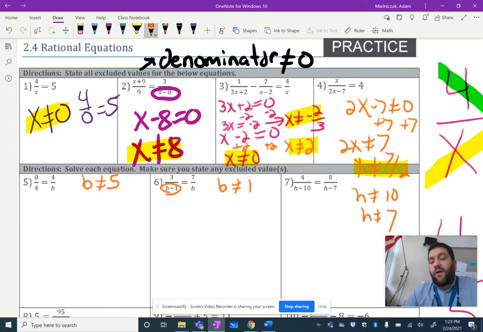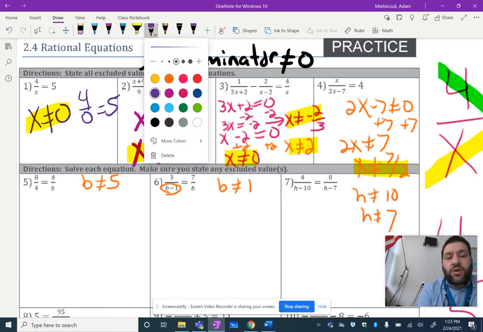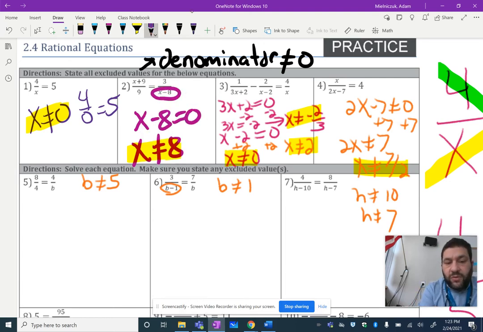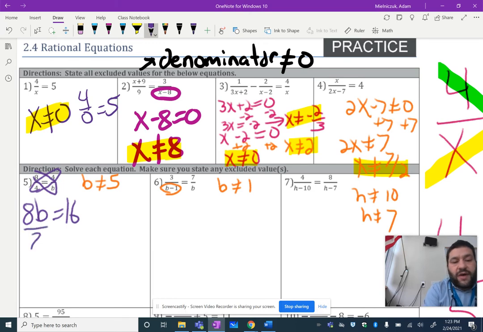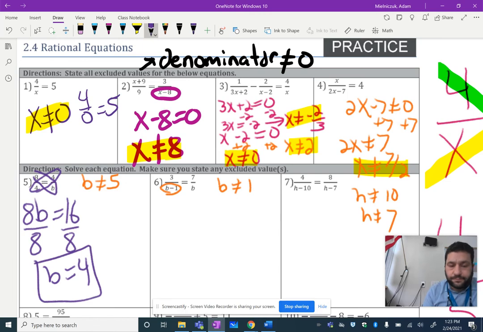But now to solve them, which is kind of like a different concept to look at, this is where we're going to start doing cross multiplication. So solving rational equations, which is a fancy way of saying solving fractions, is cross multiplication. So you're going to multiply 8 by b to get 8b. You're going to multiply 4 by 4 to get 16. And then you solve. Divide by 8, and we'd say b is equal to 4.